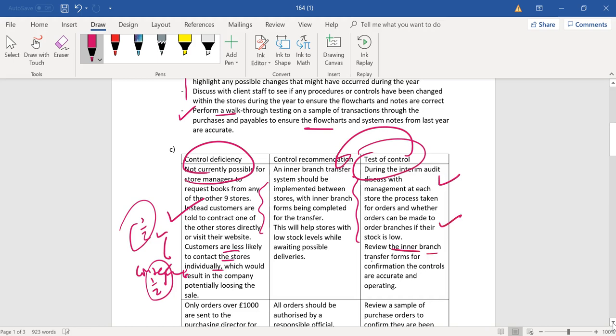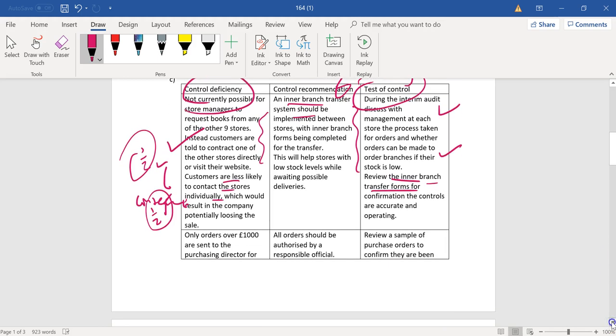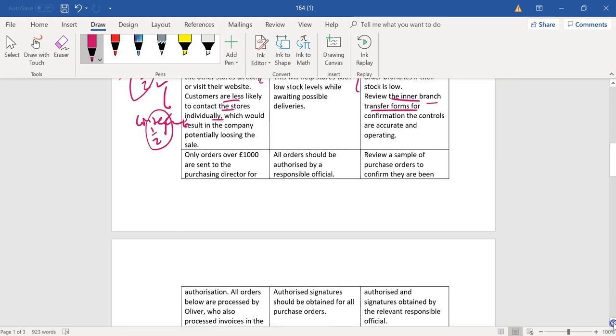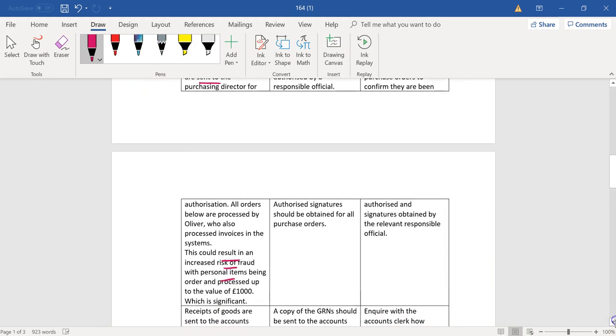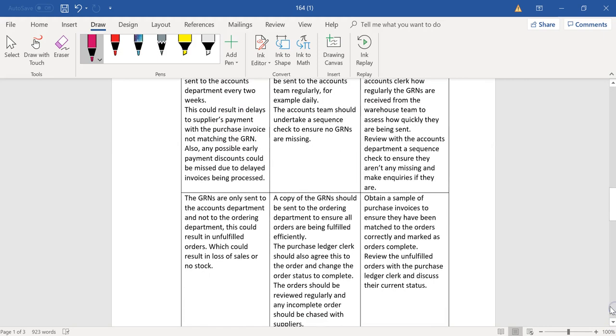Review the inner branch transfer forms. And you've talked about the inner branch transfer forms. I've looked at all your work here, and these are all very strong answers, and you followed literally the process. That's the risk, and this could result in increased risk of fraud. I mean, that's the principle. And here it talks about authorized signatures, and you say, confirm the authorized signatures are for the relevant responsible official.